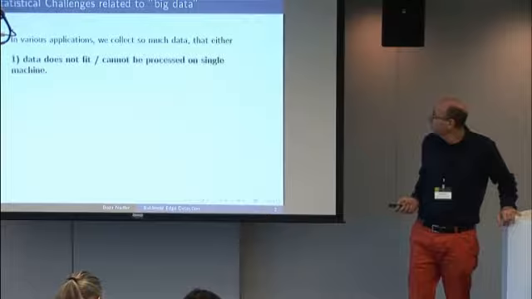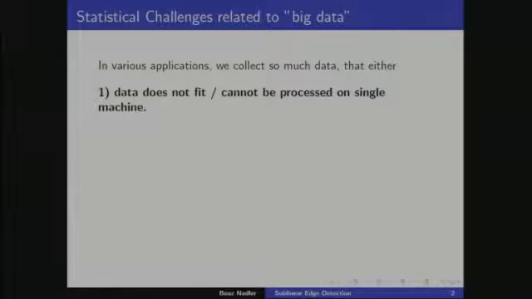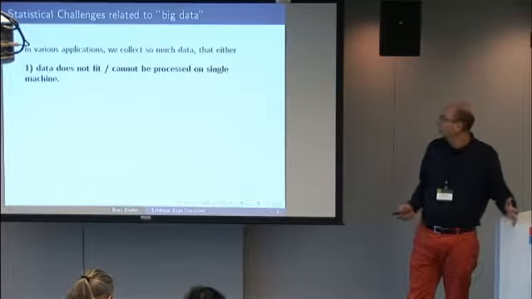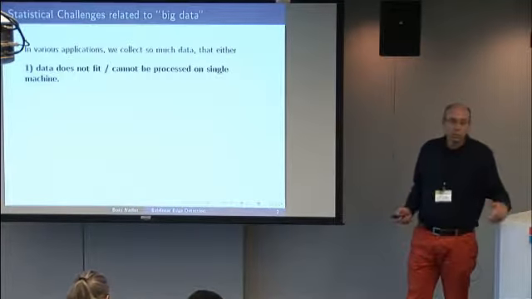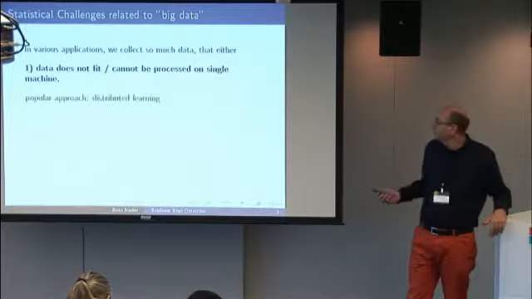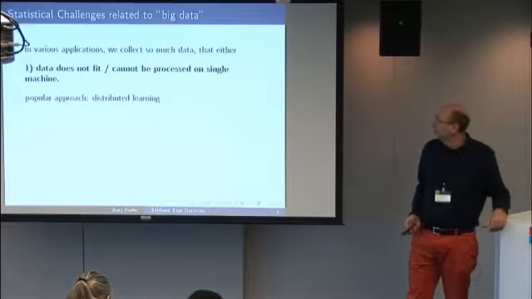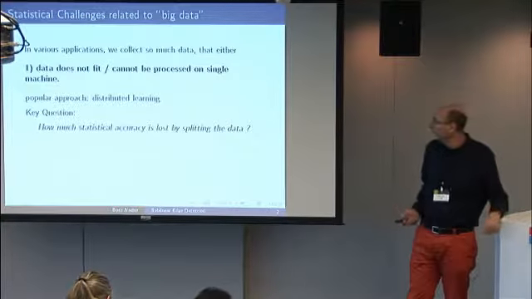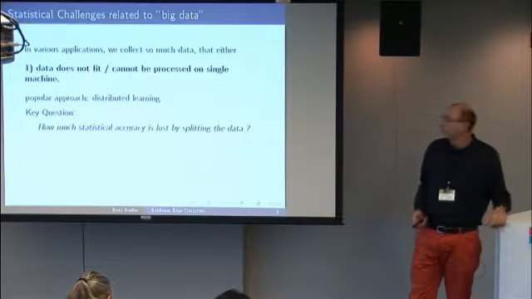This will have a slight overlap with the slide we've just heard from Martin. In many applications, we observe a lot of data, and Martin and I and many others have been trying to think what are interesting statistical problems related to that. So one is that you have so much data, it does not fit or cannot be processed on a single machine. And a very common approach nowadays is distributed learning. And then you can ask yourself, how much accuracy did I lose by splitting the data over many machines?